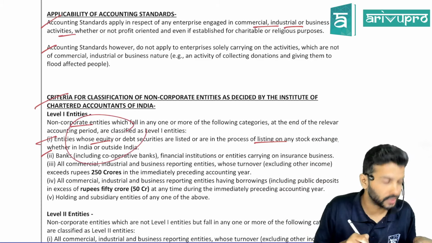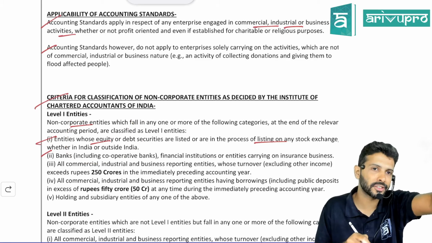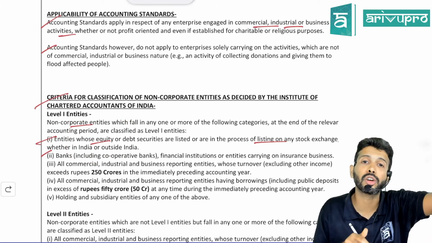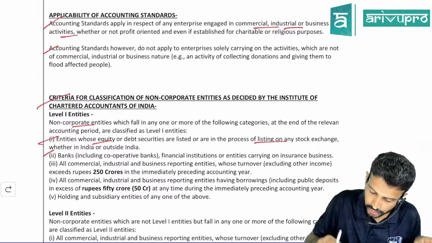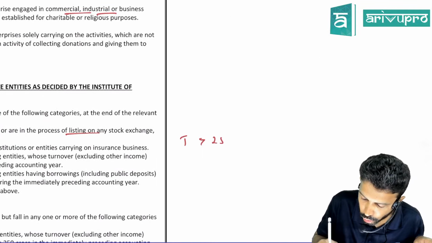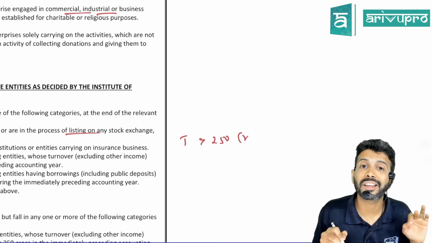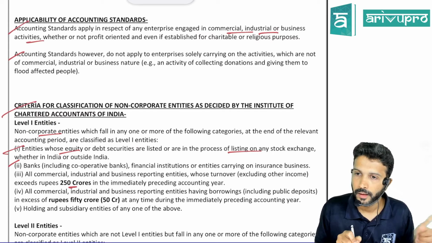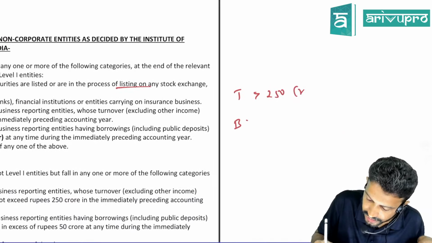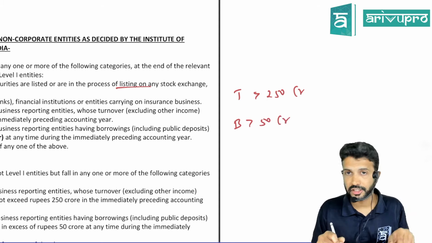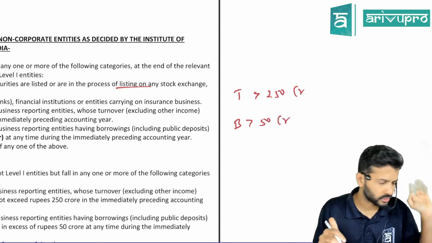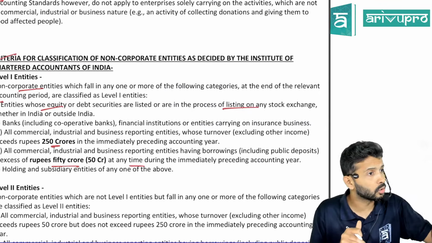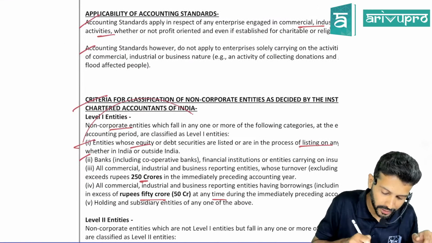If you are not any of these, they have given 2 limits, one with respect to your turnover, another with respect to your borrowings. If your turnover exceeds 250 crore, you are a level 1 entity. Or if your borrowing exceeds 50 crore, borrowing meaning the money you have taken, including public deposits, anytime in the previous year, automatically you come under level 1 entity.